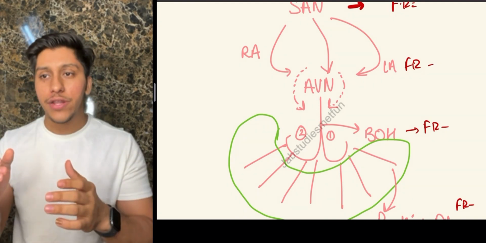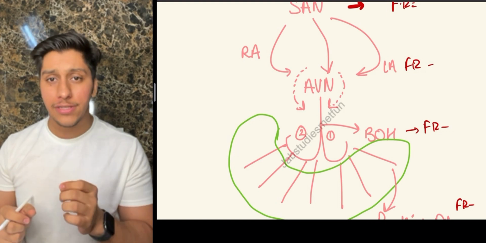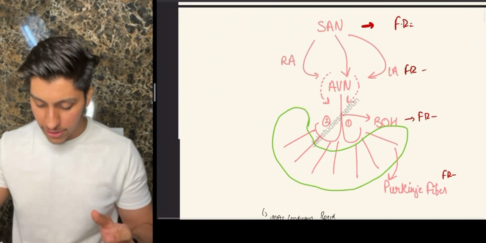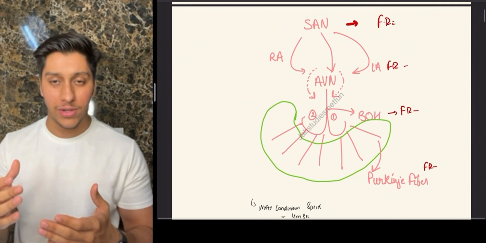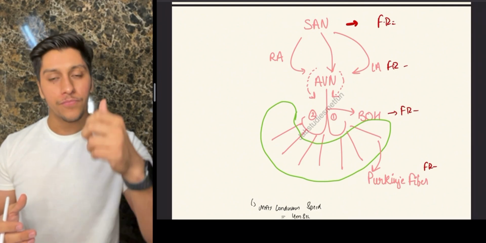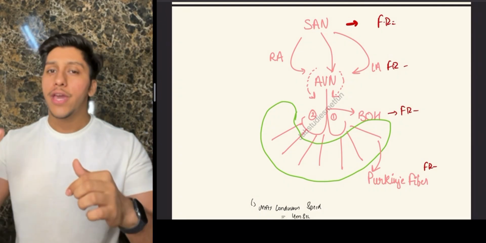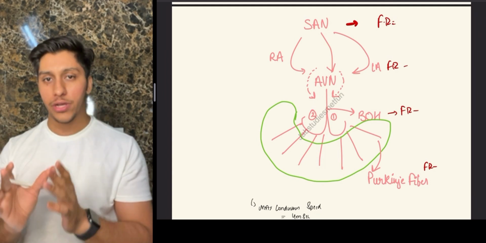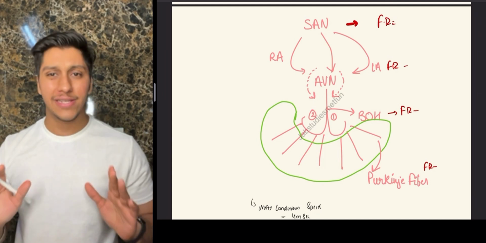After the AV node, it goes to the bundle of His, right and left bundle, and finally it goes to the Purkinje fibers. So let's say it once again. Say it with me. SA node. From SA node, it goes to the AV node. AV node to bundle of His. Very good. And from the bundle of His, it goes to the Purkinje fibers. Very good. Till now, it is clear.